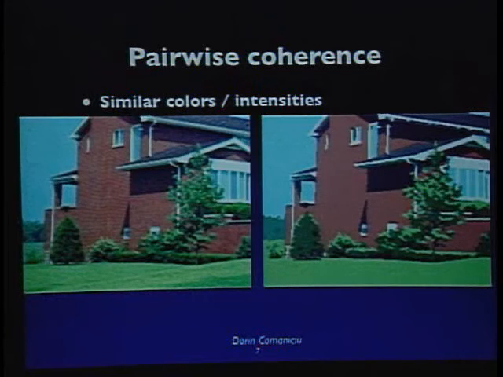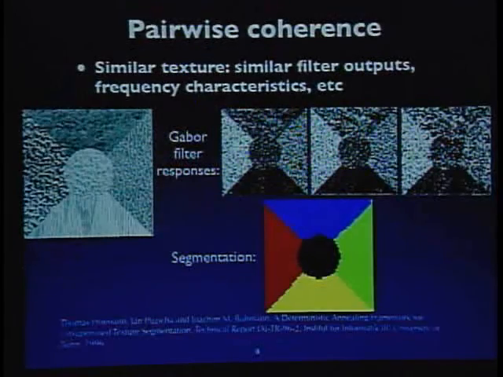And this is the kind of result you can get if you just do the very simple thing of saying that pixels should be in the same category if they have similar colors. Here's an example of defining pairwise coherence in terms of visual texture.